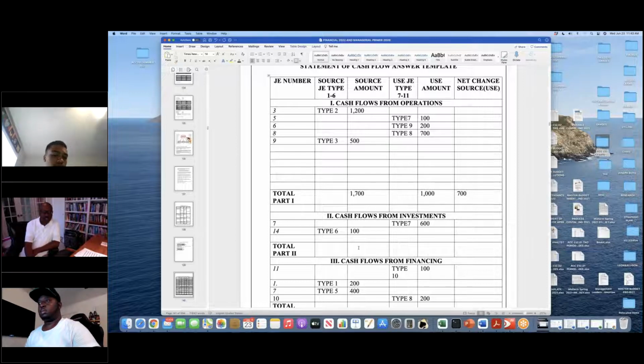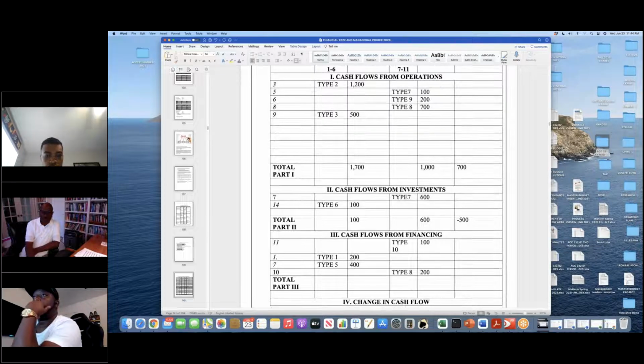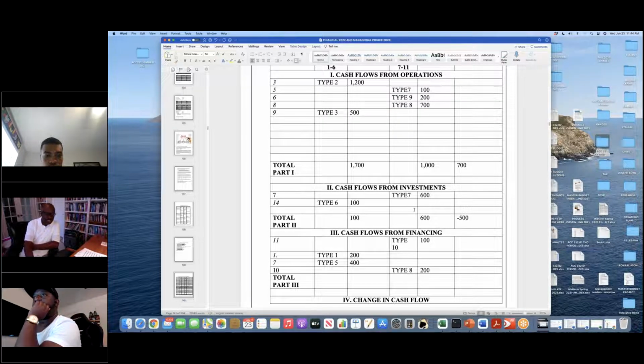In part 2, our sources were 100. Our uses were 600. And so this becomes a minus 500, which is okay, we want to be buying more assets. Just like you, when you graduate and you get a job, you want to buy assets, not sell them.